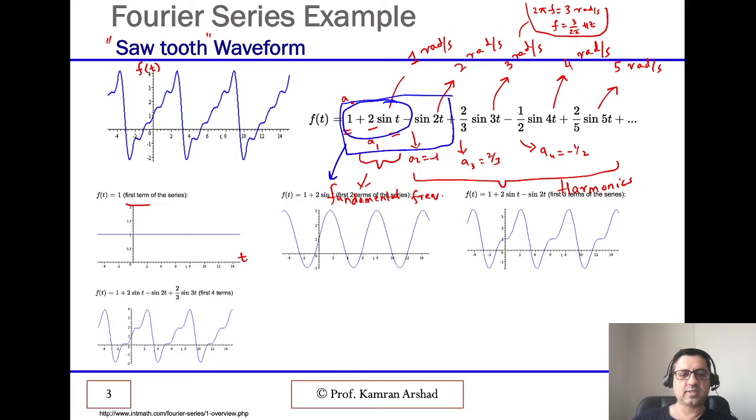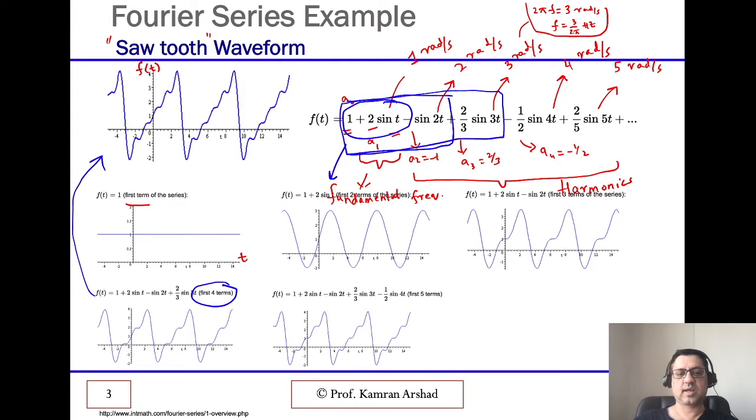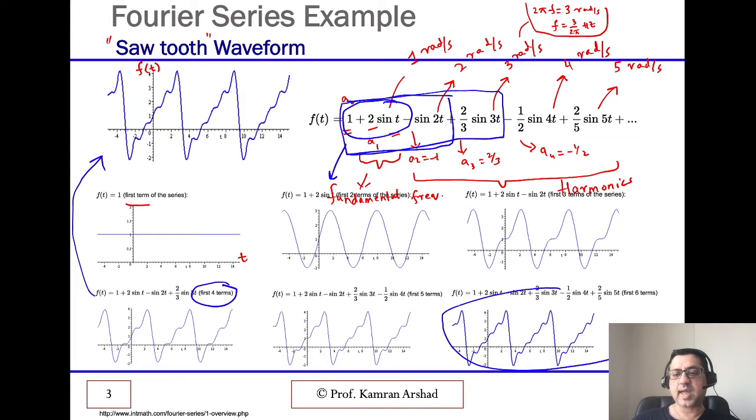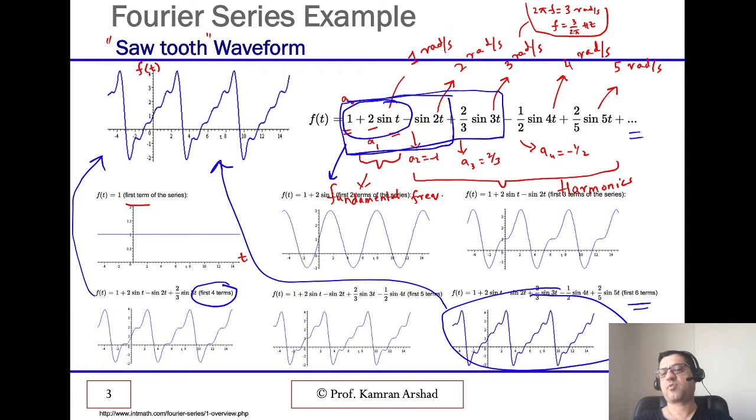Now I add the first four terms of my series, which means I added another term here: 1 plus 2 sine t minus sine 2t plus 2 by 3 sine 3t. You can see, when I am adding more and more terms, I am getting closer and closer to the actual shape of the signal. When I add 5 terms, I am even closer. When I add the first 6 terms of the series, I am very close to the actual signal f of t. By adding more and more components, you are getting closer and closer to an actual sawtooth waveform.